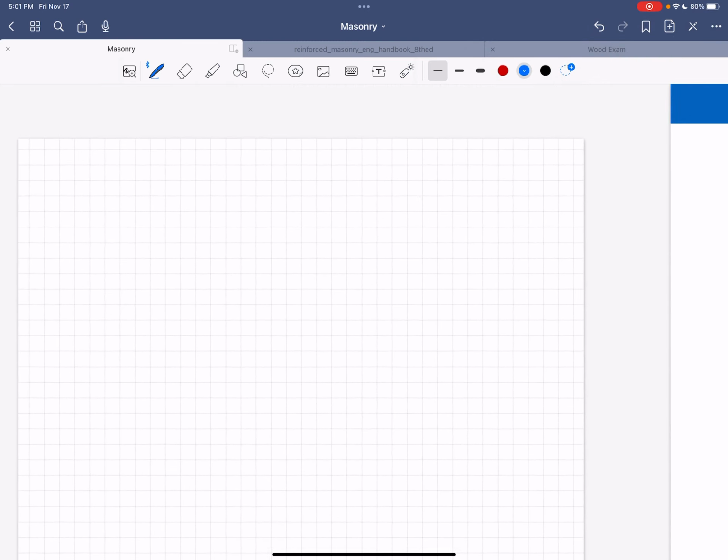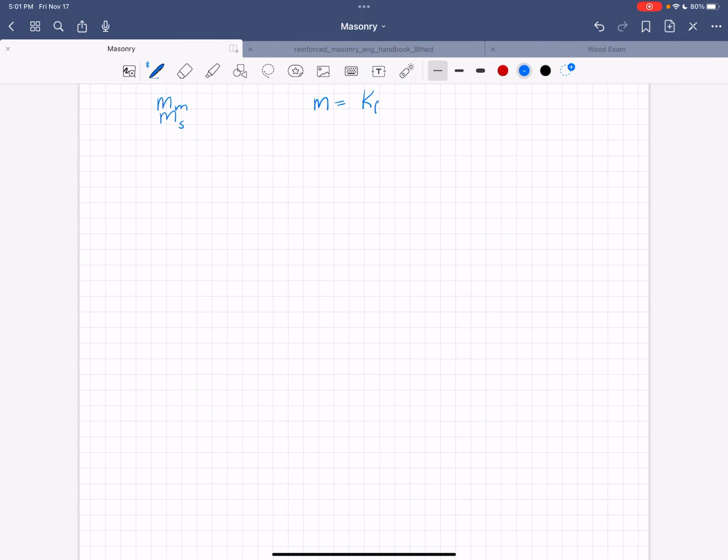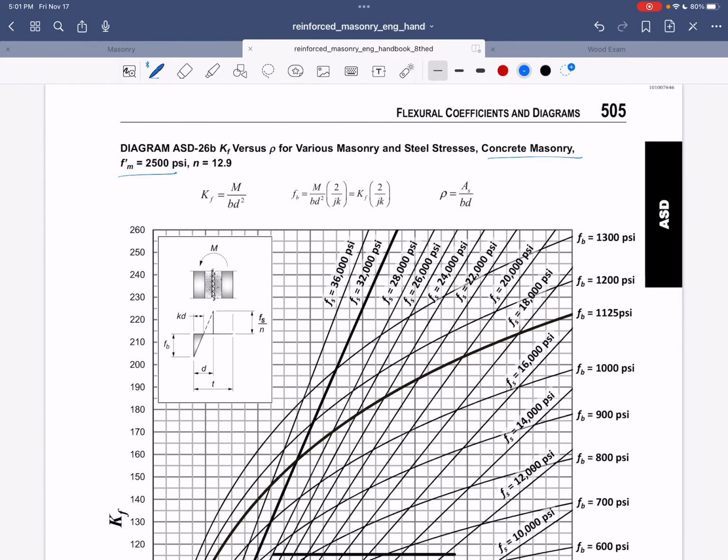So let's do that calculation. You can go through and calculate Mm and Ms, so masonry and steel, see which one is smaller, so which one controls, or I can use the tables that we've been using, which I kind of like because it makes this a very quick problem. So for the tables, M is equal to big Kf bd squared. I want to go in and find K. So go into my engineering handbook, and I happen to have the table pulled up for masonry, 2500 psi.